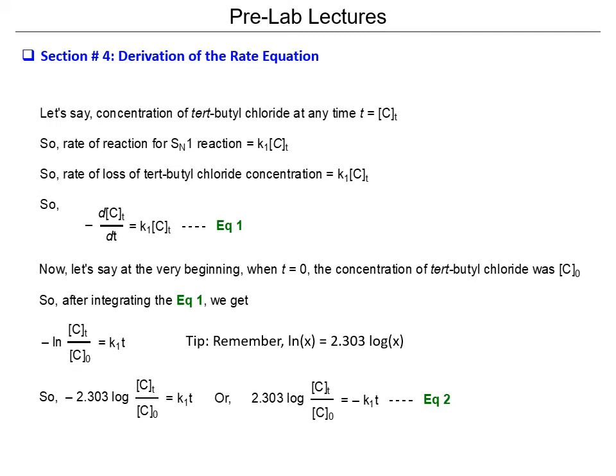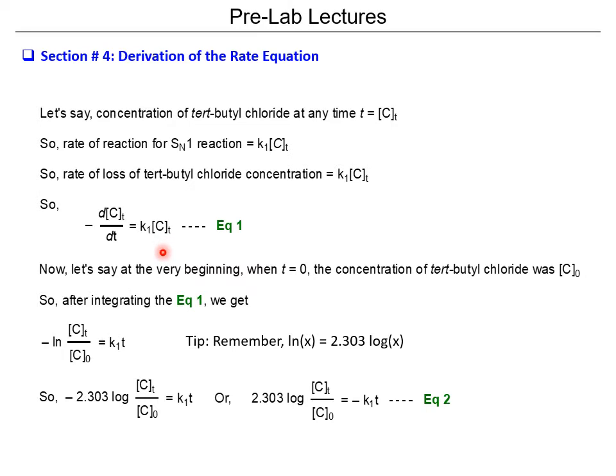So continuing on the subject of reaction rate, let's say the concentration of tert-butyl chloride at any time is equal to C in brackets, right? So the rate of the reaction for this SN1 reaction is equal to k1 times the concentration of C. The rate of loss of tert-butyl chloride is equal to k1 times the concentration C, right? So then negative the derivative of the concentration with respect to time is equal to k1 times the concentration of C.